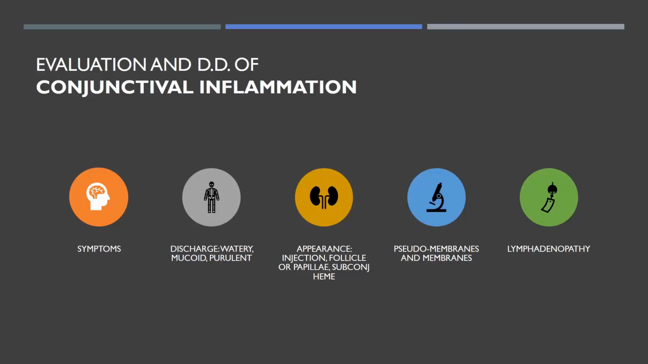There is the general evaluation and differential diagnosis of conjunctival inflammation. We'll be talking about the symptoms, what kind of discharge, the appearance of the conjunctiva, the development of pseudomembrane or membrane, and the development of lymphadenopathy.